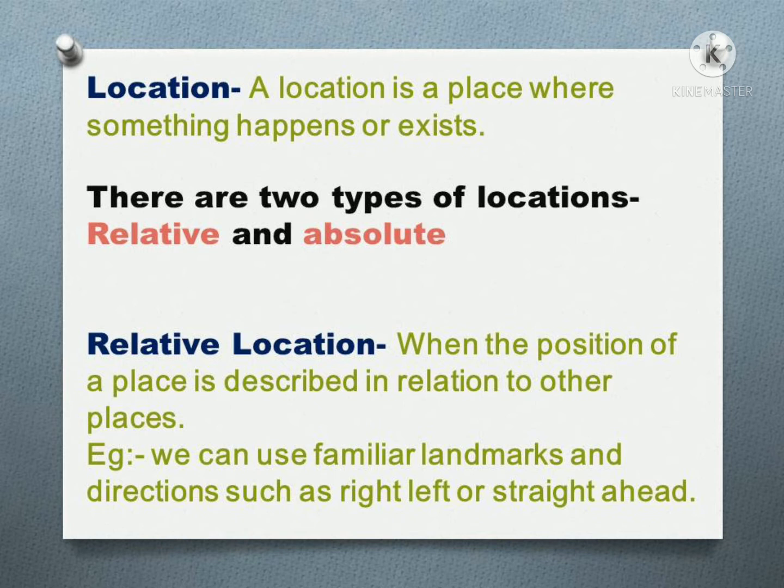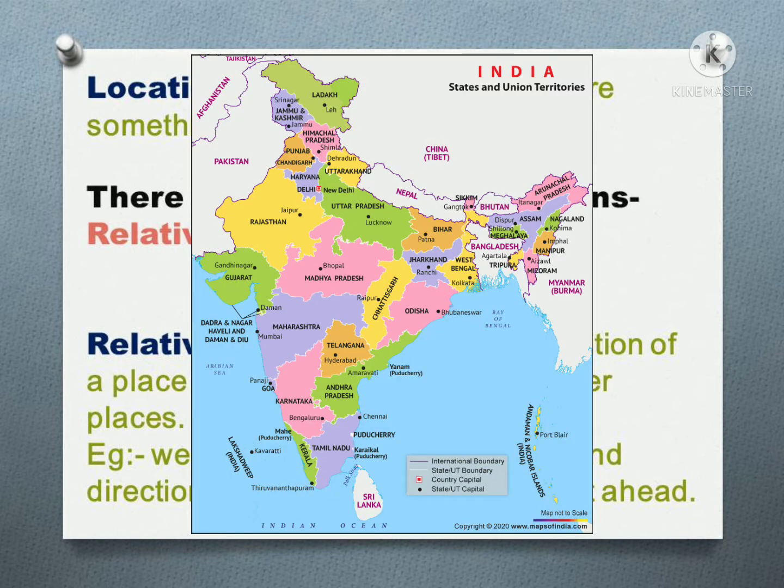So, what do you mean by location? This is a very common term which is used in your daily life, right? So, a location is a place where something happens or exists. So, if I ask you to locate the state UP in this map, could you do that? Yes, you guessed it right. So, this is the location of UP on this map.